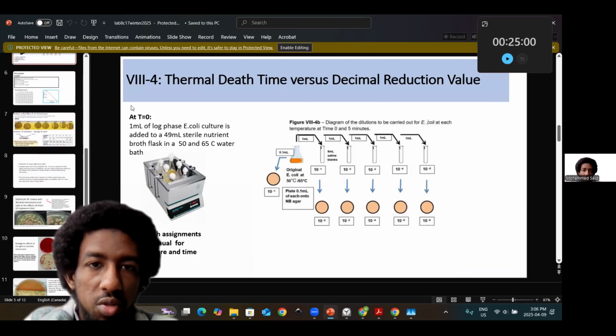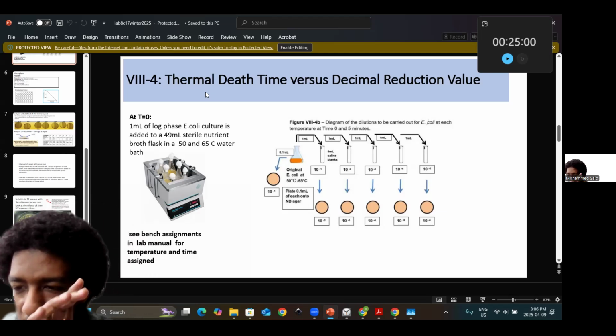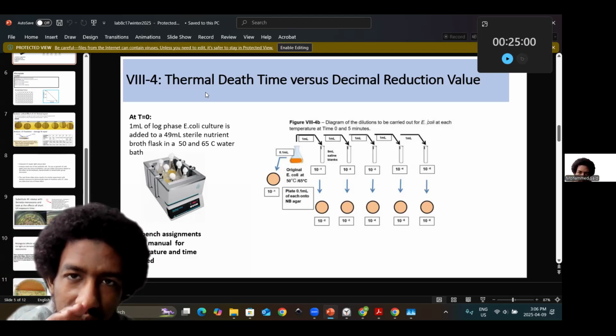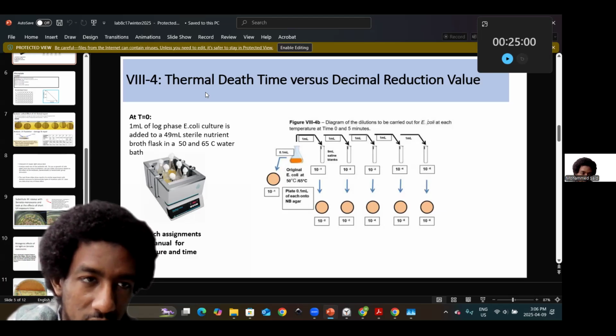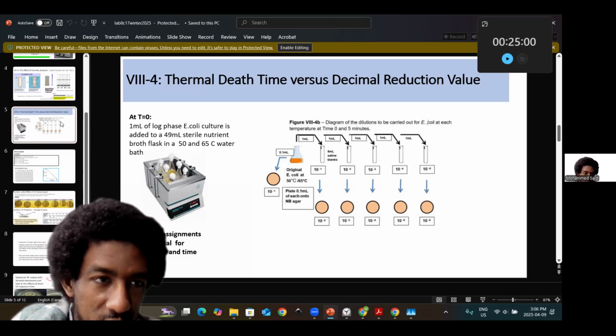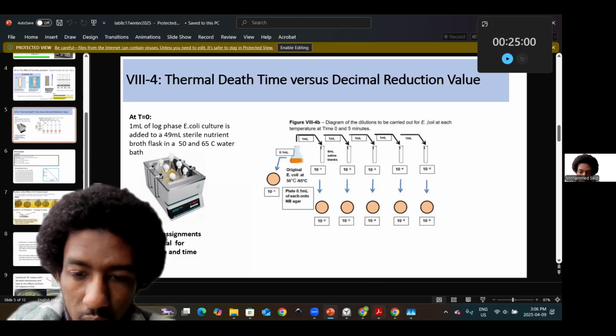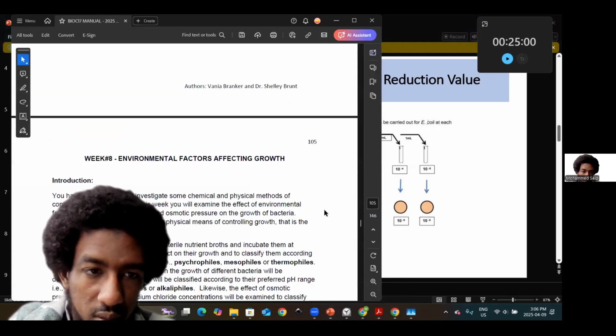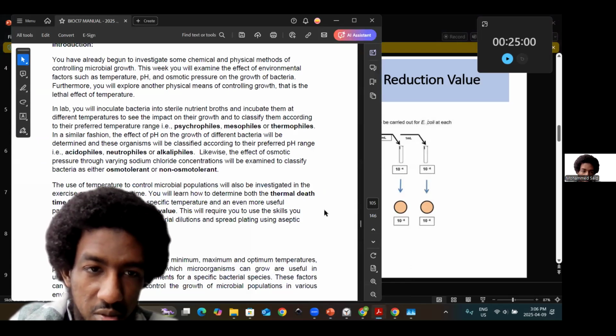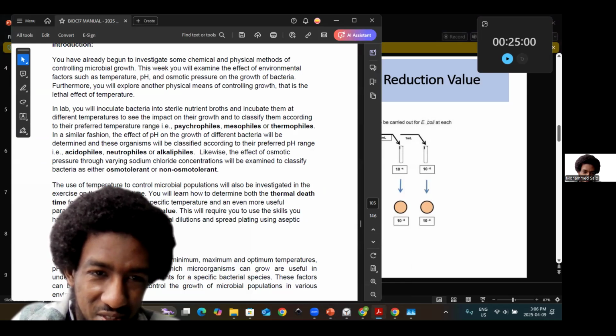So now let's go to thermal death time. Actually, let's pause for a moment. If you want to go back, that's okay as well. Maybe we can have a look briefly at the manual, because I think this is something that, wow, subhanAllah, thermal death time just came in.